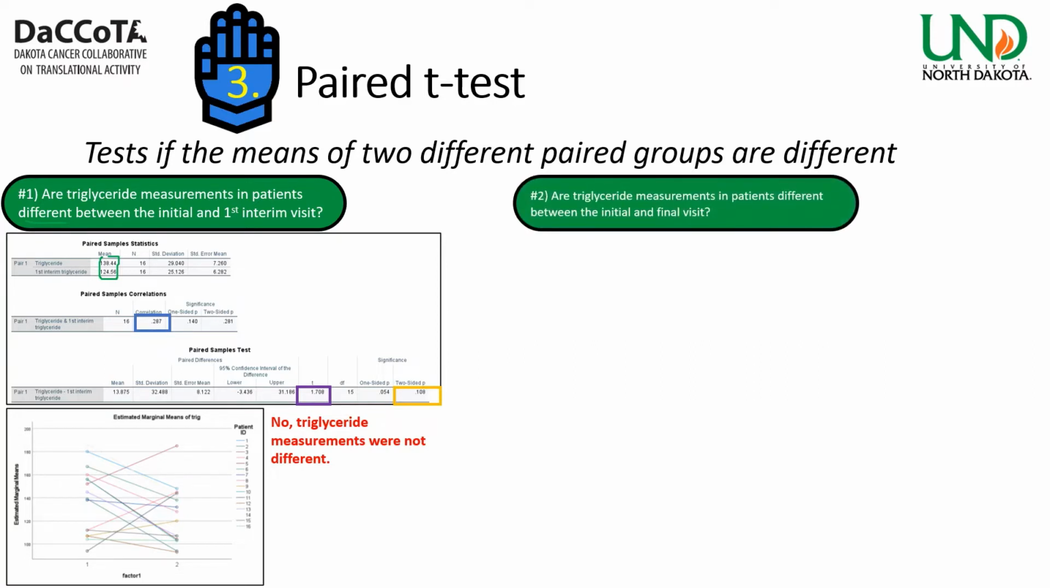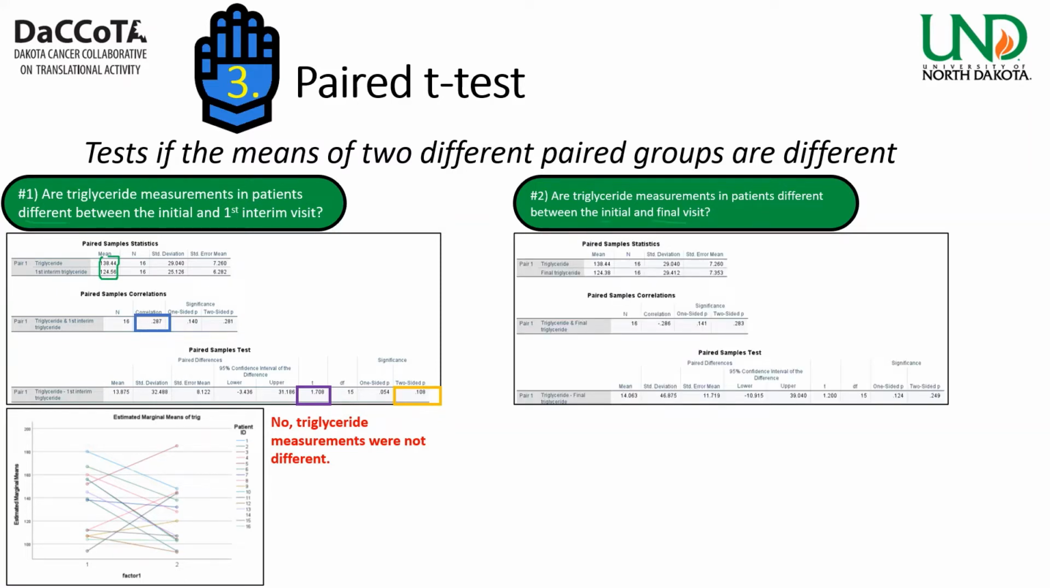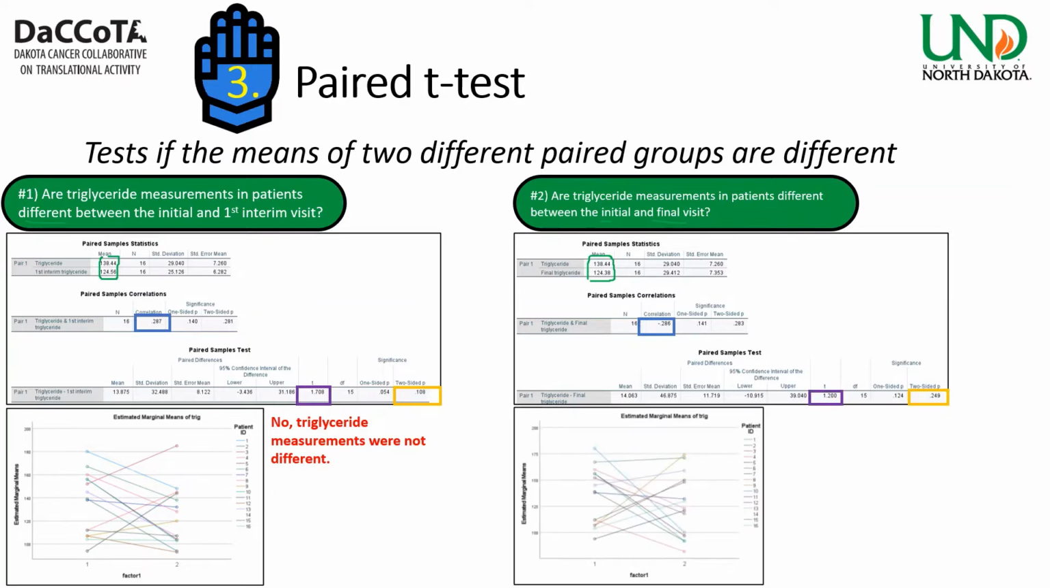What about between the initial and the final visit for triglyceride? Is there a difference? So we look here, looking pretty close to the same, a little bit different correlation, and we see a t-value even lower, so no, again, it's not significant. You can see that here, that there seemed to be less of a pattern. So there we go.